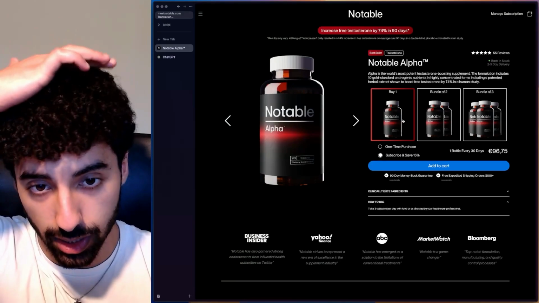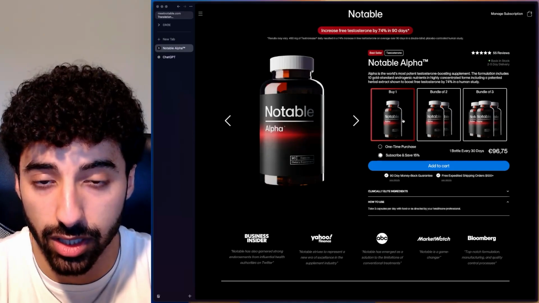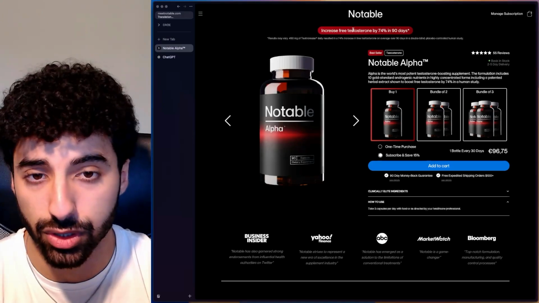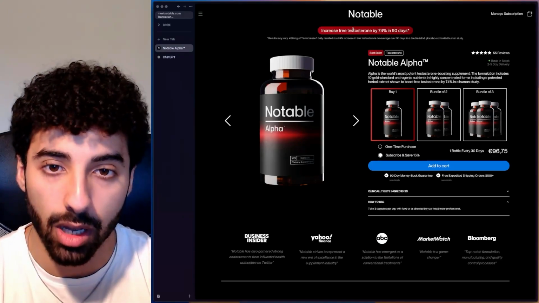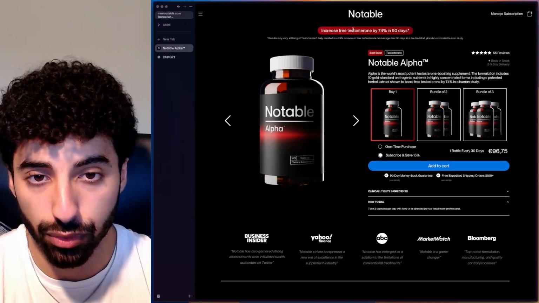So starting immediately here at the top, we can understand immediately what type of product this is. This here is a testosterone supplement, and we have the callout immediately at the top: increase free testosterone by 74% in 90 days, which is something perfect that we can use already and kind of reuse for our sales page.